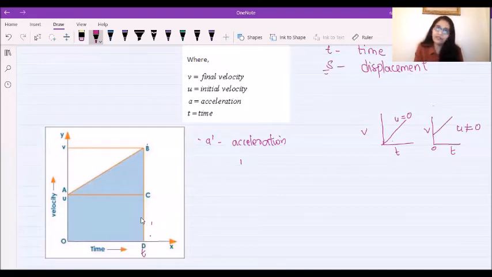The first one is v equals u plus at. This is the first equation I have to derive. So I already have an idea what I should derive. So this is my first equation, v equal to u plus at.